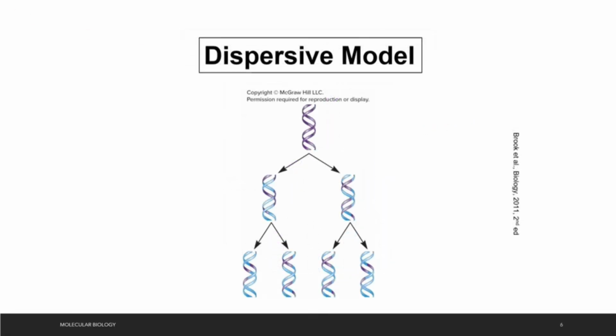There was also a dispersive model that was being proposed. In a dispersive mechanism, DNA replication will produce DNA strands where the segments of the new DNA are interdispersed with the parental DNA. So you can see every piece of new DNA is a mixture of the old and new strands. Okay, and they will be randomly but rather equally interdispersed.